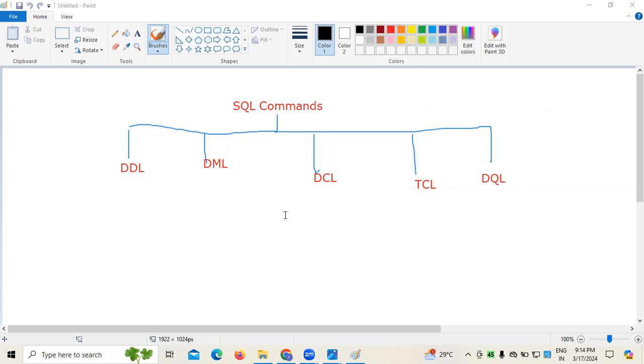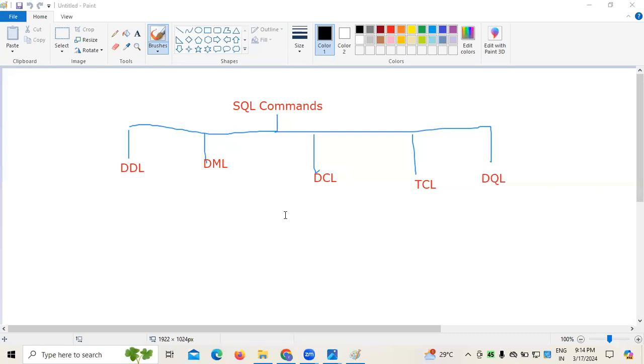Clear? So one of the commands is called DDL, which stands for data definition language. It means if you want to alter anything, or edit, or add anything, data definition language commands are used.